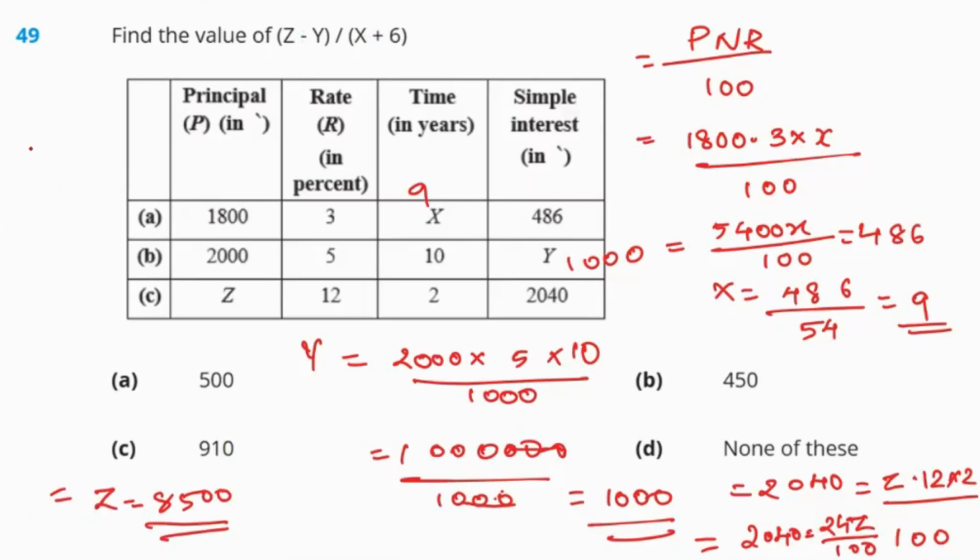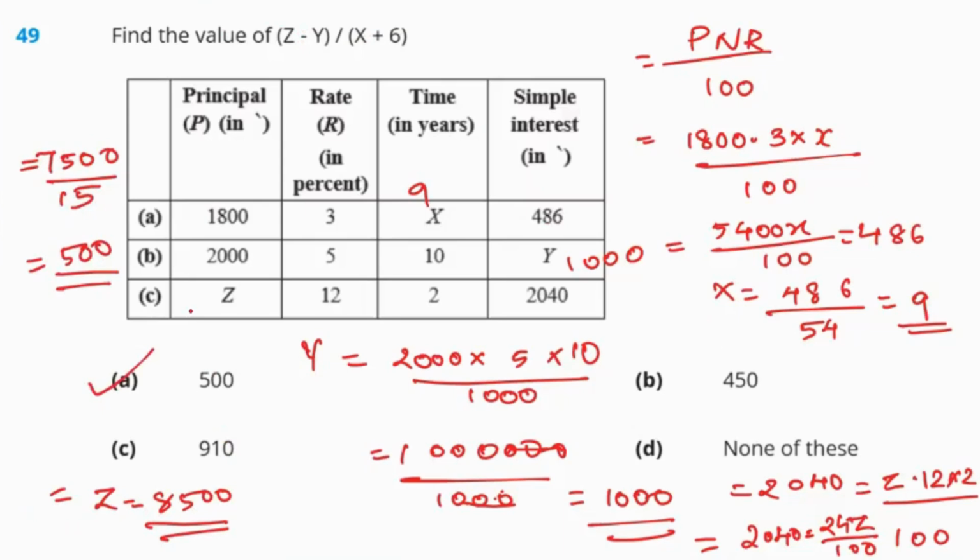Now we have to find z minus y divided by x plus 6. Here z minus y will give 7500, and x plus 6 is 9 plus 6, that is 15. So 7500 by 15 is equal to 500. So the value of this expression is 500. Correct option is option A, that is 500.